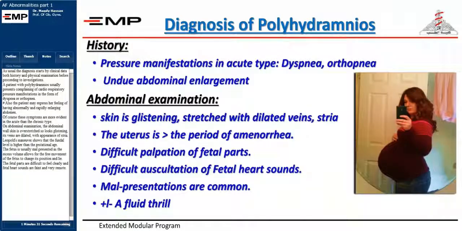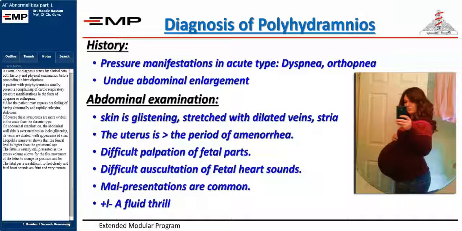As usual, the diagnosis starts by clinical data, both history and physical examination, before proceeding to investigations. A patient with polyhydramnios usually presents complaining of cardiorespiratory pressure manifestations in the form of dyspnea or orthopnea. Also, the patient may express her feeling of having an abnormally and rapidly enlarging abdomen. Of course, these symptoms are more evident in the acute than the chronic type.